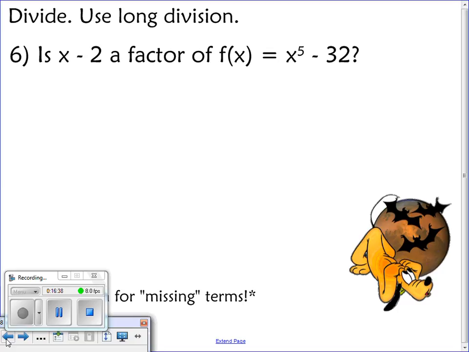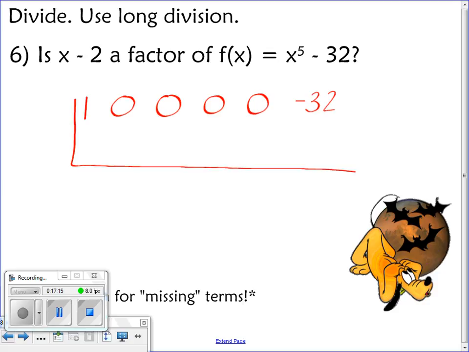So when we're doing our coefficients, we have 1, that's x to the 5th, 0 for x to the 4th, a 0 for x to the 3rd, 0 for x squared, a 0 for x, and then negative 32. I would, just because it's a really great example of when things are missing. Because look at all the stuff that's missing. Okay? And the beautiful thing about synthetic, how much room do you need? Not much. What are you dividing by? Positive 2. So let's go through this one.